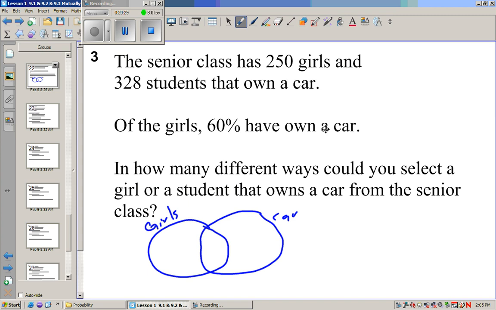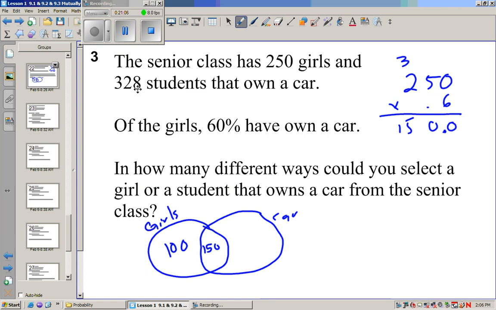Of the girls, 60% own a car. So 60% of the girls. So 250 times 0.6. I actually don't have a calculator right now, so I have to do this by hand. Isn't too tough. 150. So there's 150 girls that own a car. So that means this whole circle has to add up to 250. There's 100 girls who don't own a car.